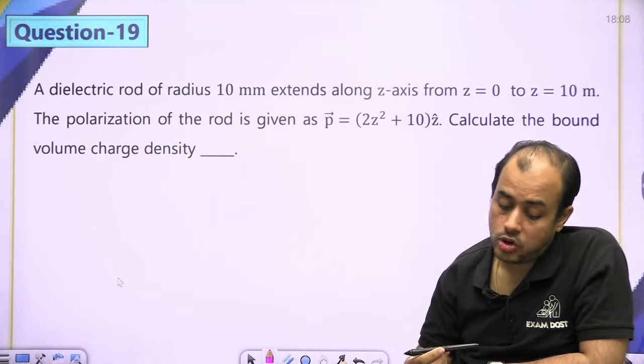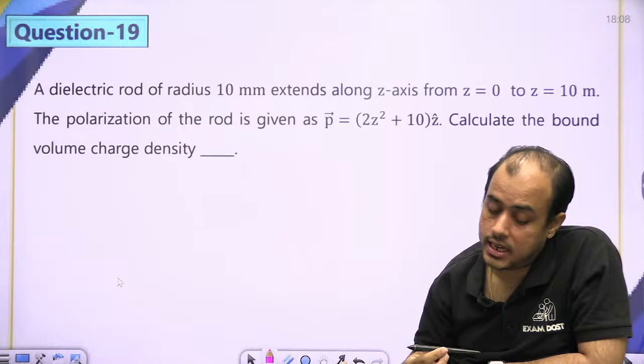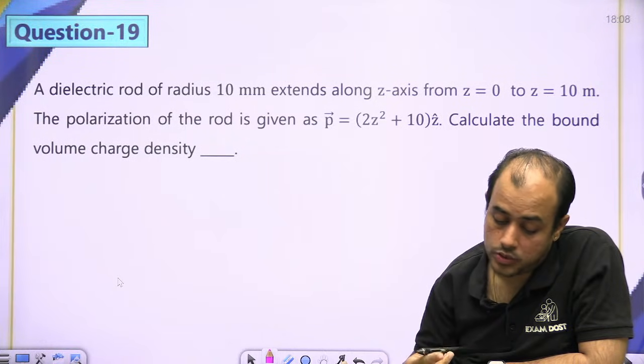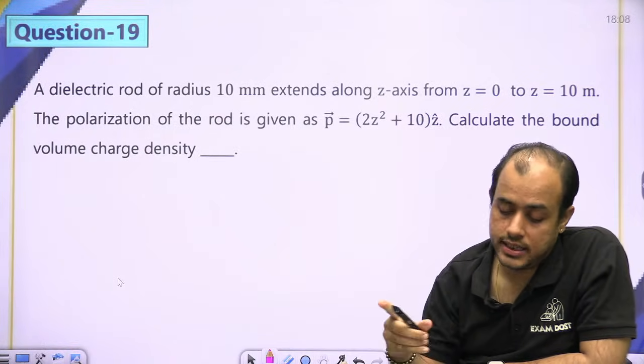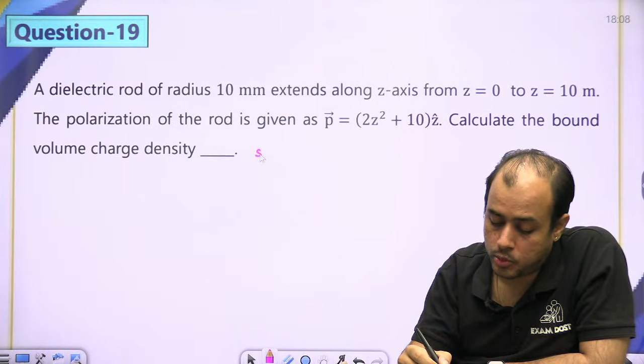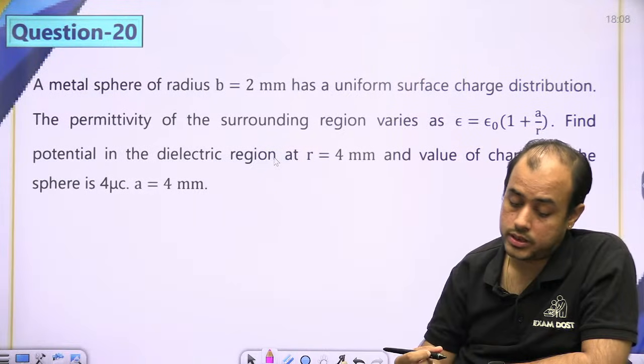A dielectric rod of radius 10 millimeter extends from z equal to 0 to 10 meter. Polarization is given. Calculate the bound charge density. इसको skip कर दीजिए. You don't need the polarization numericals. Dielectric में इतना करने की जरूरत नहीं है.